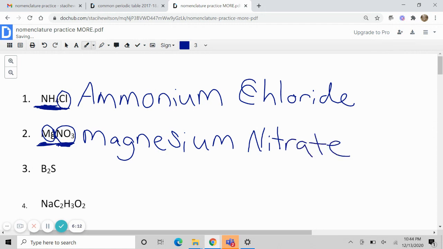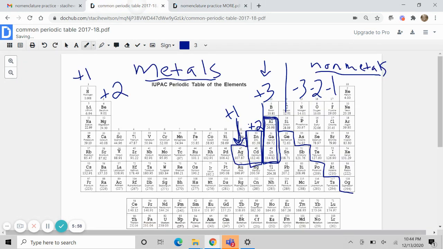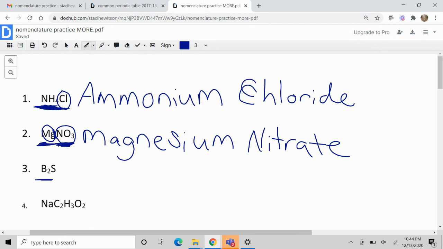Okay. All right, the third one down says B2S. Okay, so let's look at this. I only have 2 elements, so there's no polyatomic ion. B2S. B is boron, which is a nonmetal. S is sulfur, which is also a nonmetal. They're both nonmetals. If they're both nonmetals, then it's a covalent compound, and that's when we use prefixes. And remember, prefixes, mono, di, tri, tetra, those things tell us how many of each element there are. So there's 2 borons, so it's going to be diboron.